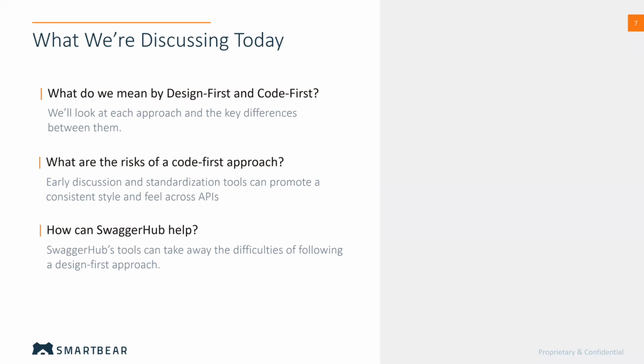Then we'll talk about some of the challenges that go with a code first approach. So a bit about getting stakeholders involved in the software development process as early as possible, and maybe difficulties you could have standardizing in a code first approach. And then finally, we will take a look at how SwaggerHub, our API design platform, can help with some of those challenges.